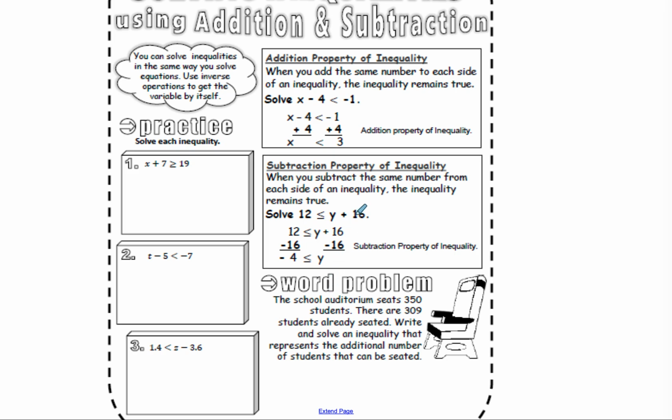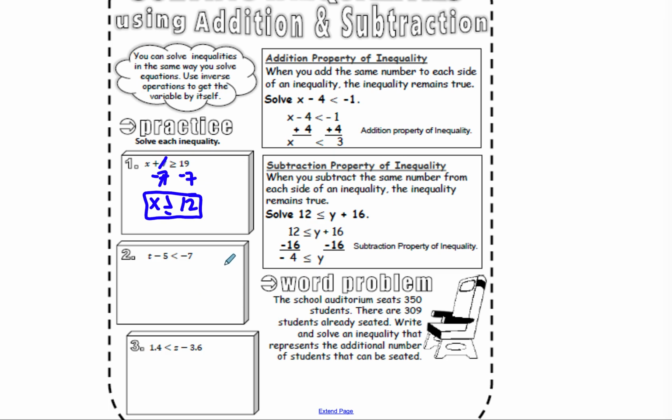Okay, so let's go ahead and try a few practice problems. Here's our first one. X plus 7 is greater than or equal to 19. We have a plus 7 on the side with the x, so we have to cancel that out with subtraction, and we're going to subtract on both sides of the inequality. 7 minus 7 is 0. It leaves me with x. Instead of putting in equals, I'm going to put a greater than or equals. And then 19 minus 7 is 12. So x is greater than or equal to 12.